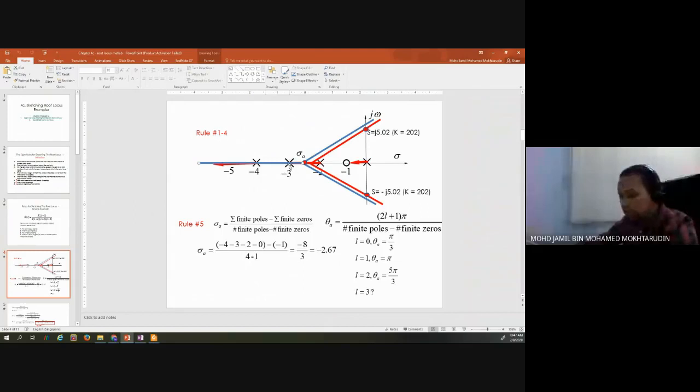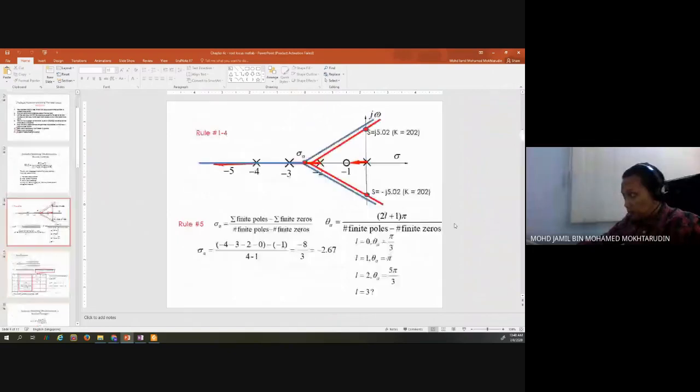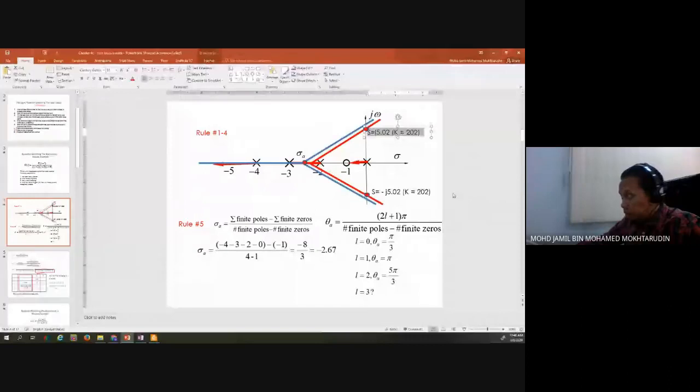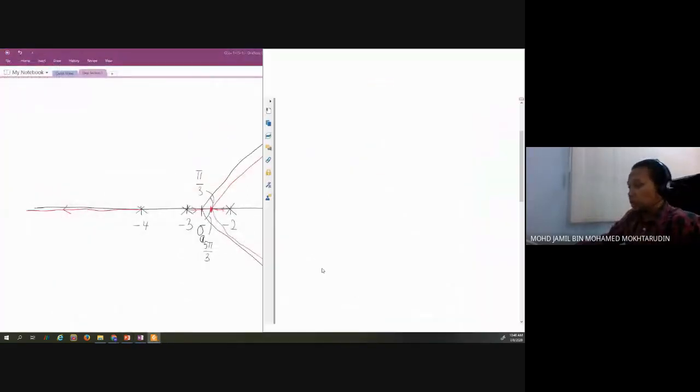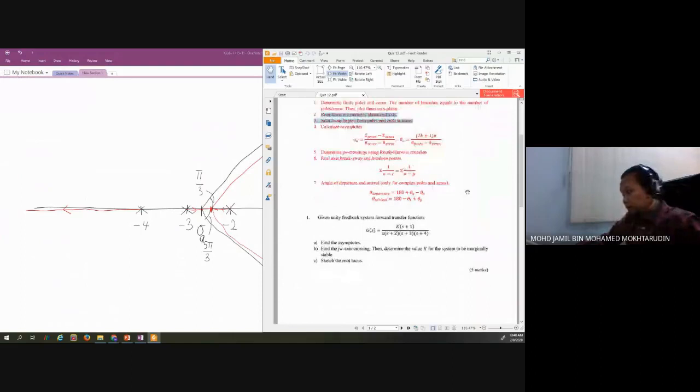Kalau delete ni, so garisan biru ni ialah the blue lines here are the asymptote. Okay, ni salah. Okay, any question? Kita move on to the next question if you have no question.